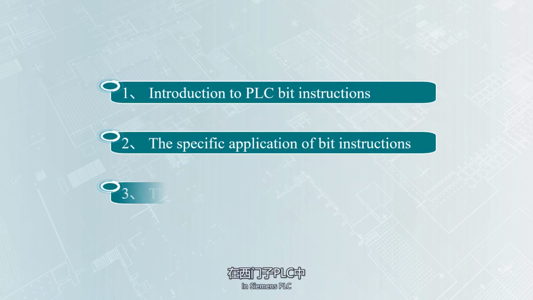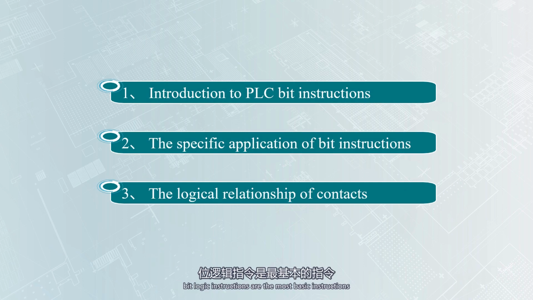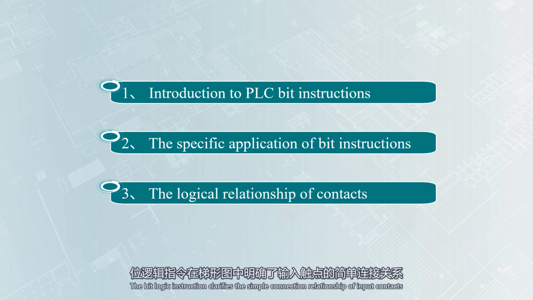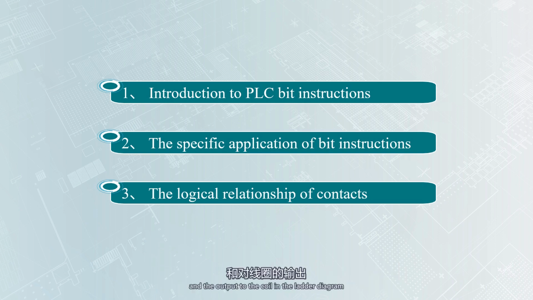In Siemens PLC, bit logic instructions are the most basic instructions and serve as the application foundation for other instructions. The bit logic instruction clarifies the simple connection relationship of input contacts and the output to the coil in the ladder diagram. Let's learn about the functions of bit logic instructions today.